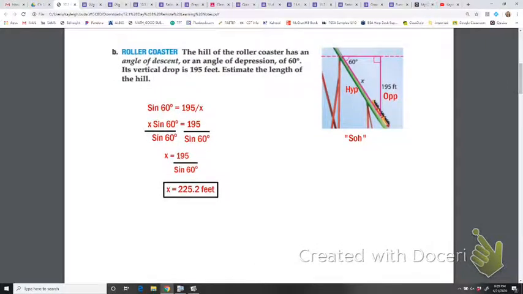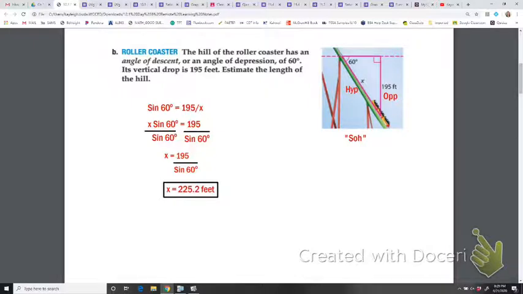Here's another question. I know Alice was big on roller coasters. So here's a real life scenario question about a roller coaster. The hill of a roller coaster has an angle of descent, or an angle of depression, of 60 degrees. Its vertical drop is 195 feet. Estimate the length of the hill.